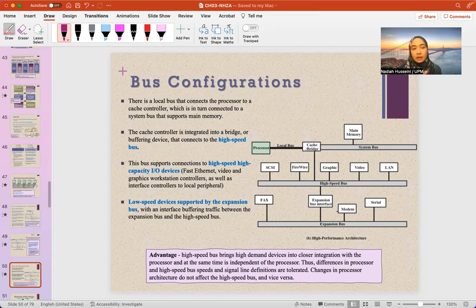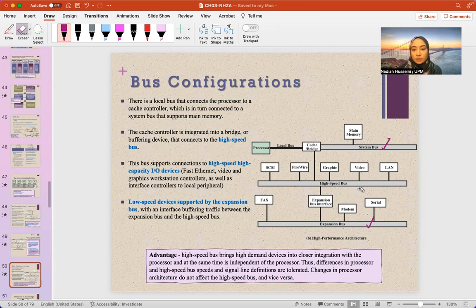Now we have two buses in comparison with the previous one, which we only had the expansion bus. Here we have the high-speed bus. The system bus, we had it before. The expansion bus, we had it before. This is the only one that's different, the high-speed bus.